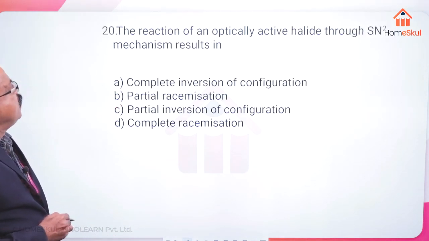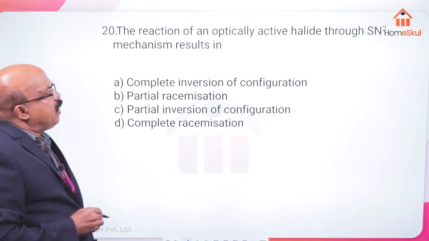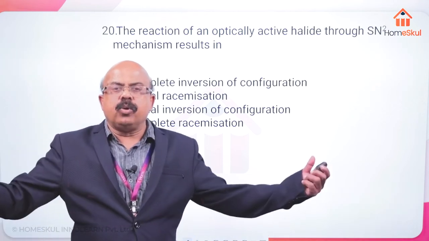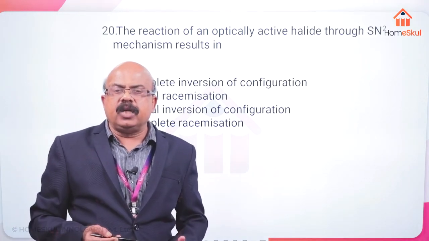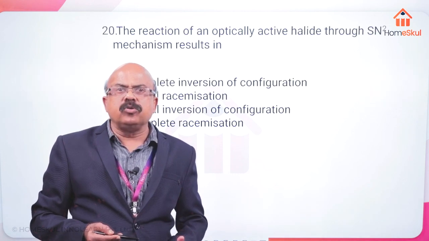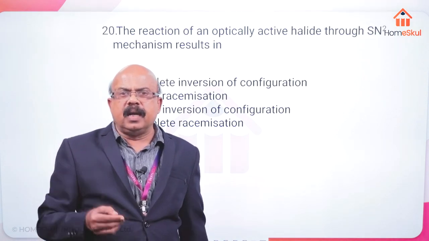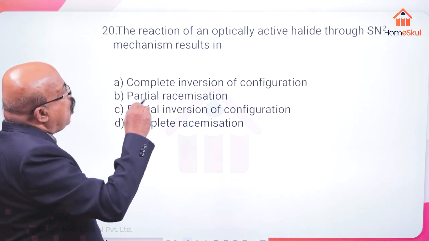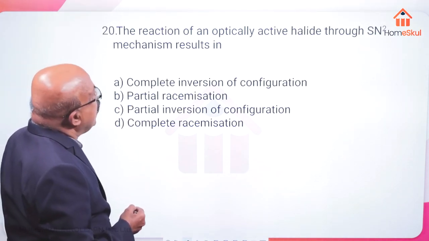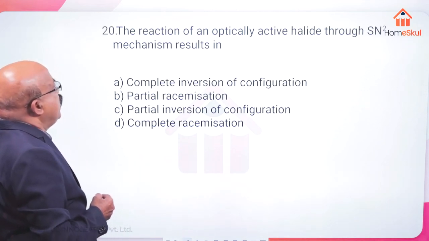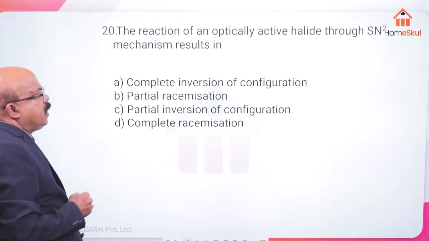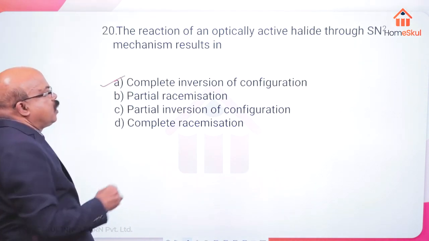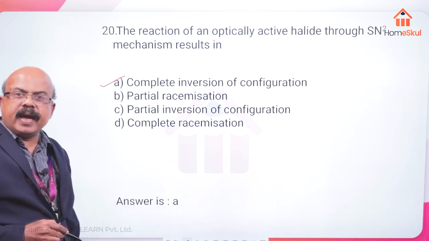And the last question: the reaction of an optically active halide through the SN2 mechanism results in what? In an SN2 reaction, the nucleophile approaches the halogenated carbon from the side opposite to the leaving group. As a result, there is a complete inversion. The reaction of an optically active halide through the SN2 mechanism results in complete inversion of configuration. Option A is your answer.